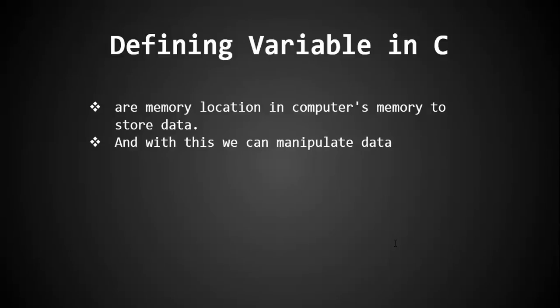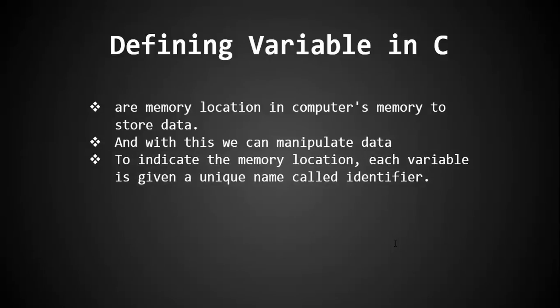So we can give a name to a memory location, and then we can use that variable to refer to that memory for manipulating that data. Each variable is given a unique name called an identifier. Like we give a name like A, B, C, D, whatever. Or if you want to calculate the salary of a person, you can write float salary or int salary. That is a unique name we are giving in a program. So this is the definition of a variable in C.